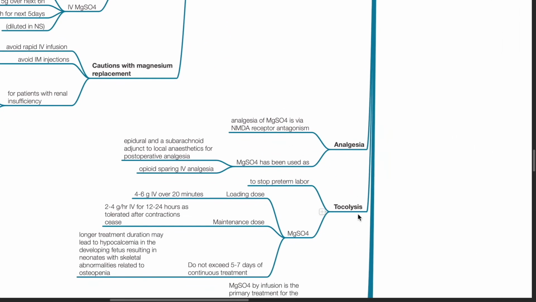Magnesium is an analgesic. The analgesic effect of magnesium is via NMDA receptor antagonism. Magnesium sulfate has been used as an epidural and subarachnoid adjunct to local anesthetics for post-operative analgesia and as an opioid-sparing IV analgesic.